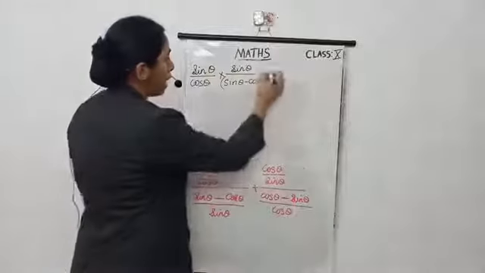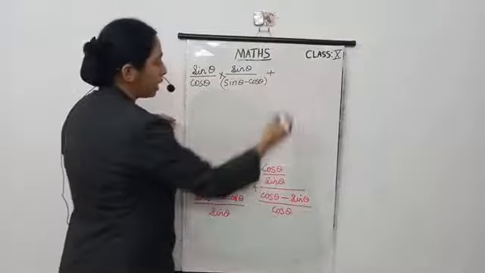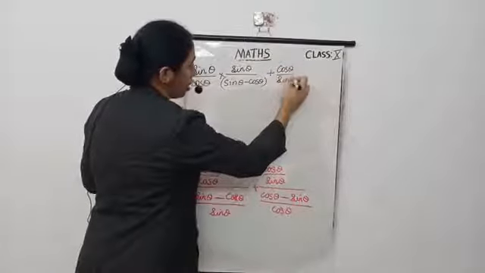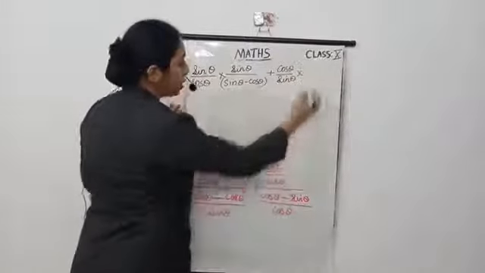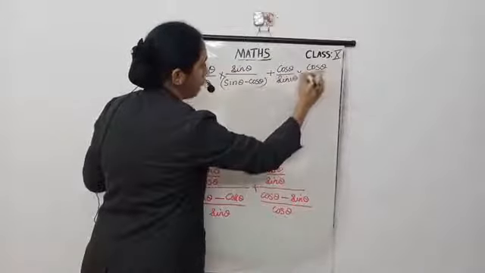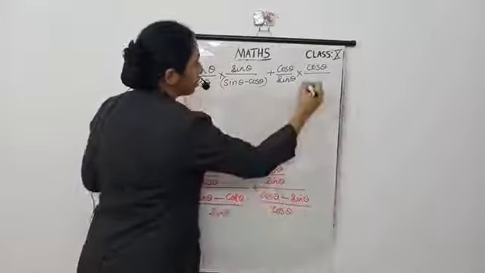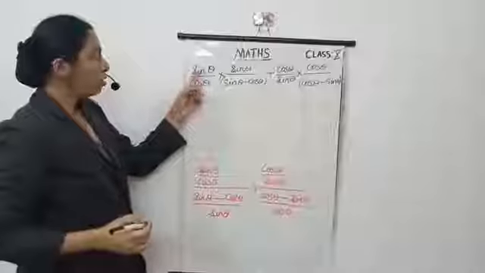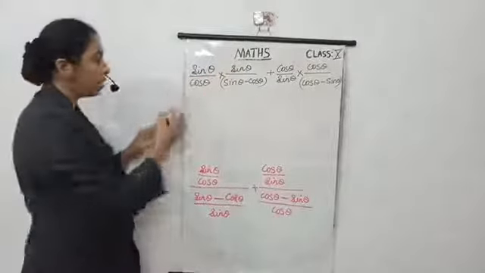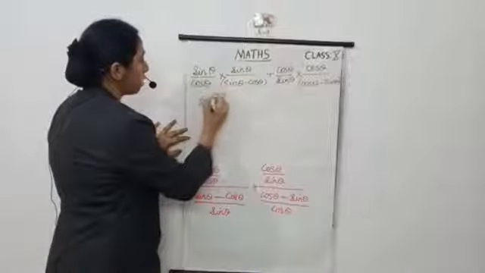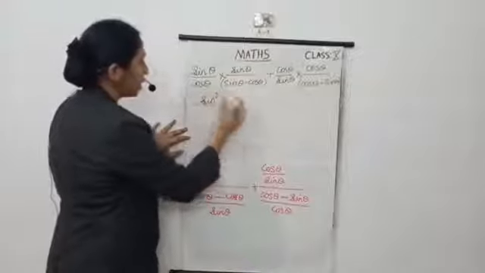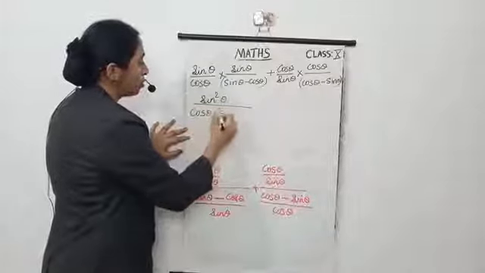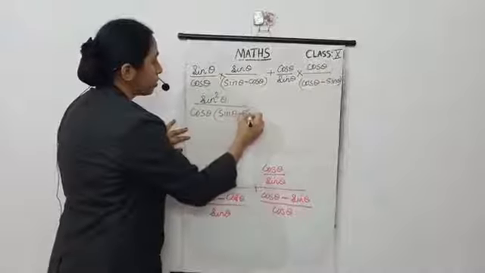Okay, in the same way here put this plus, then cos theta by sin theta into the reciprocal of this denominator, cos theta by cos theta minus sin theta. Now sin theta into sin theta means sin square theta. So sin square theta by cos theta into sin theta minus cos theta.